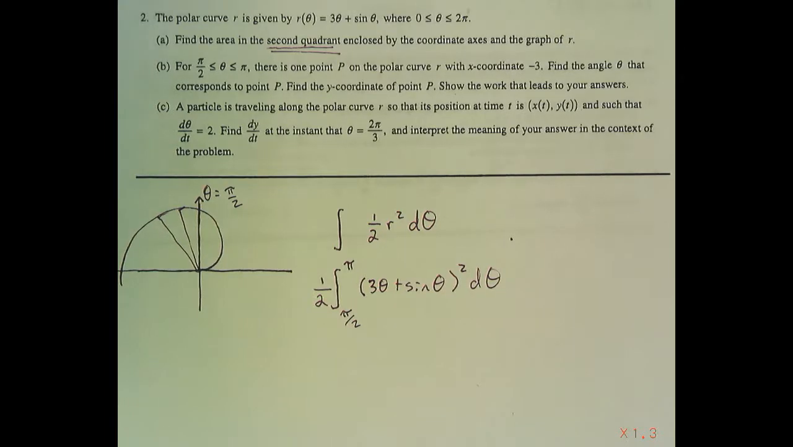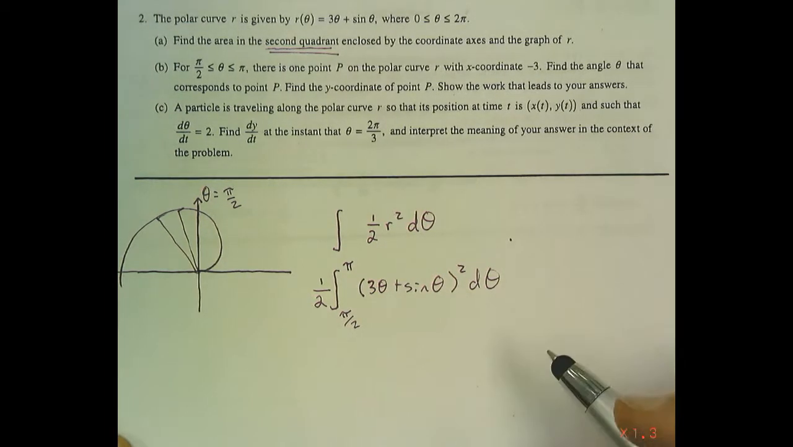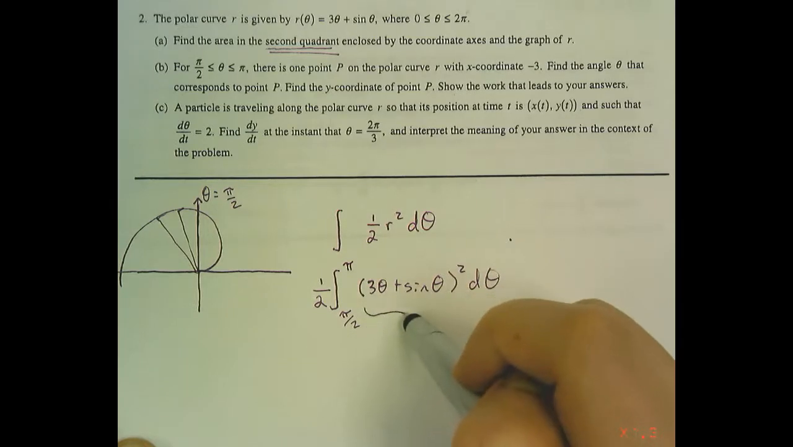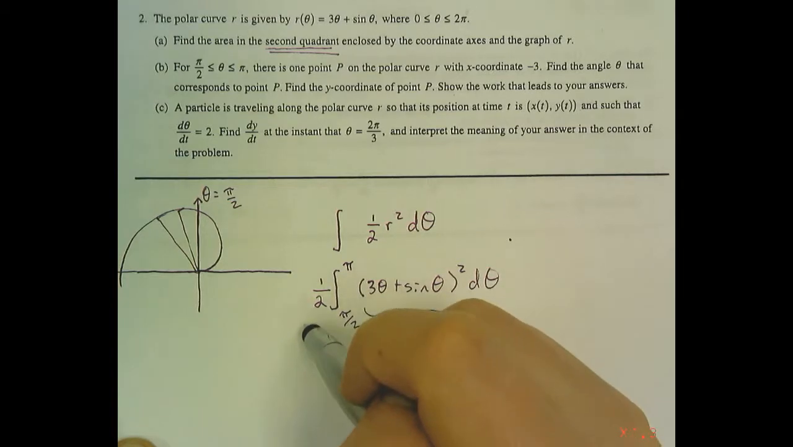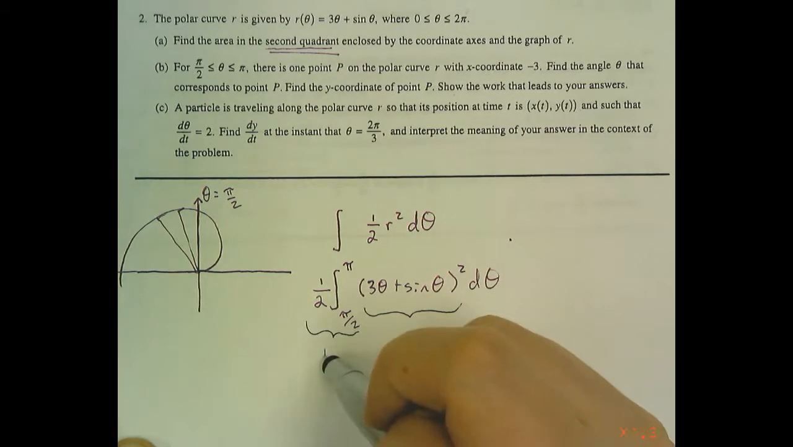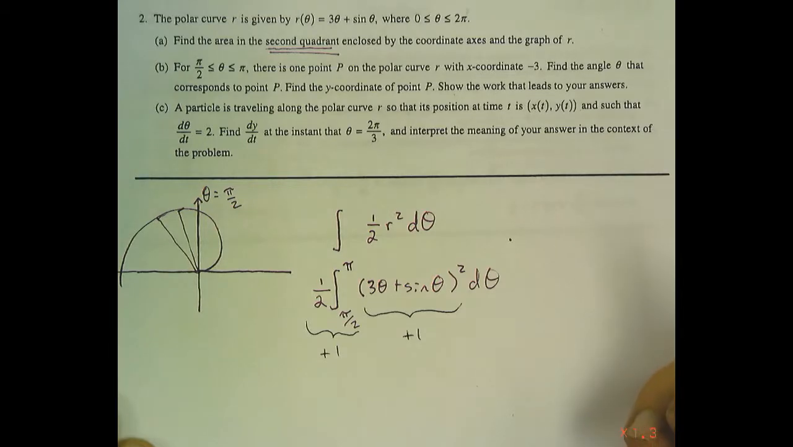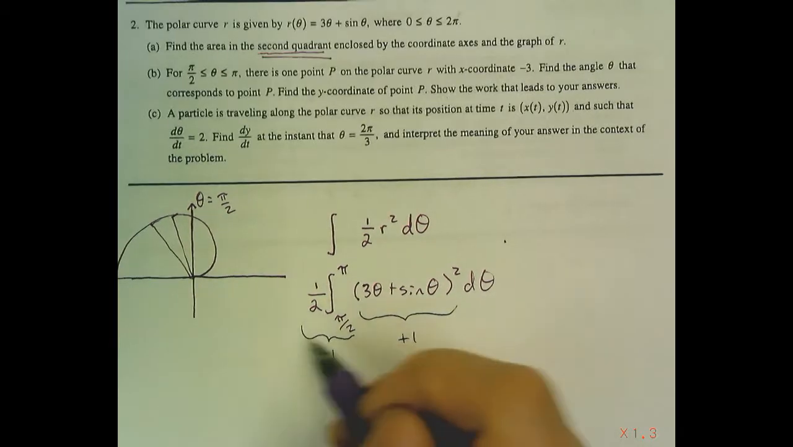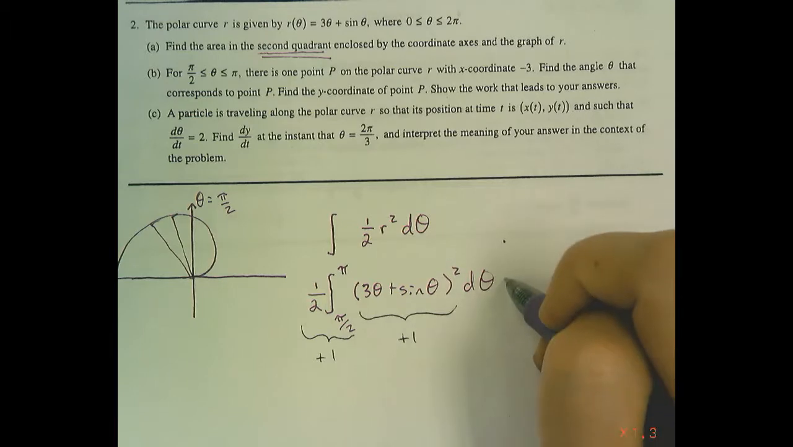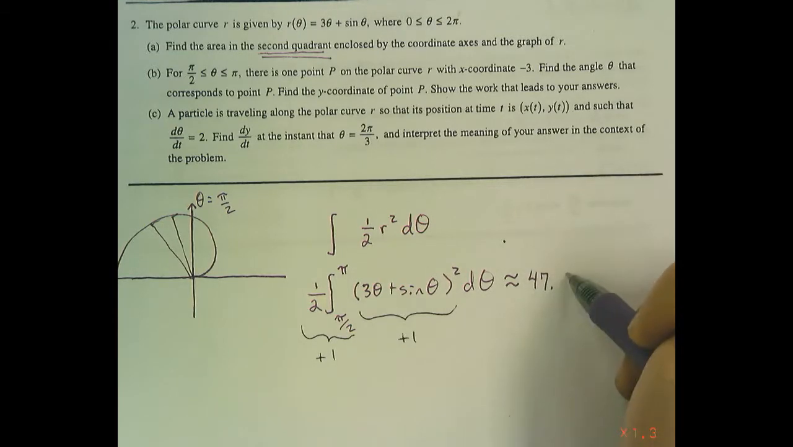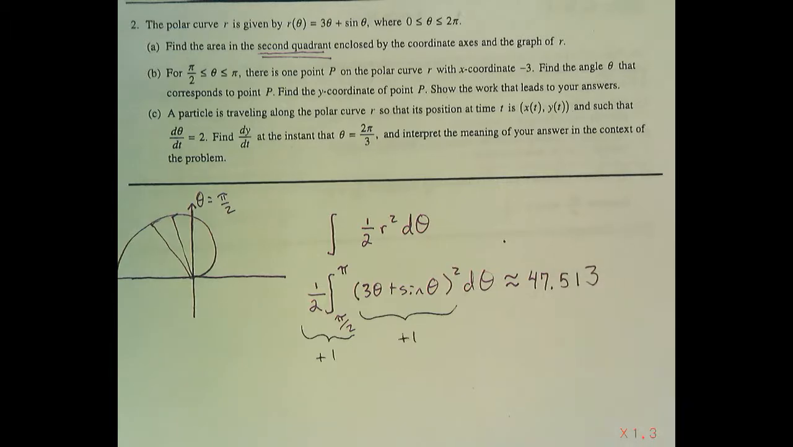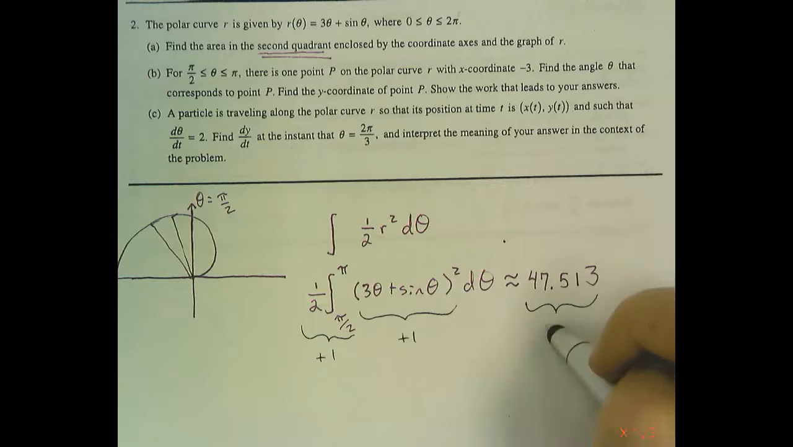When it comes to grading this, there are 3 points. You get 1 point for having the integrand correctly. You get 1 point for having the limits and the constant correct. And then you get 1 point for the answer. And because this is calculator active, we type this into a calculator, and remembering that we're in calculus class where we're in radian mode, this should generate an answer of 47.513. And that is your third and final point for part A.